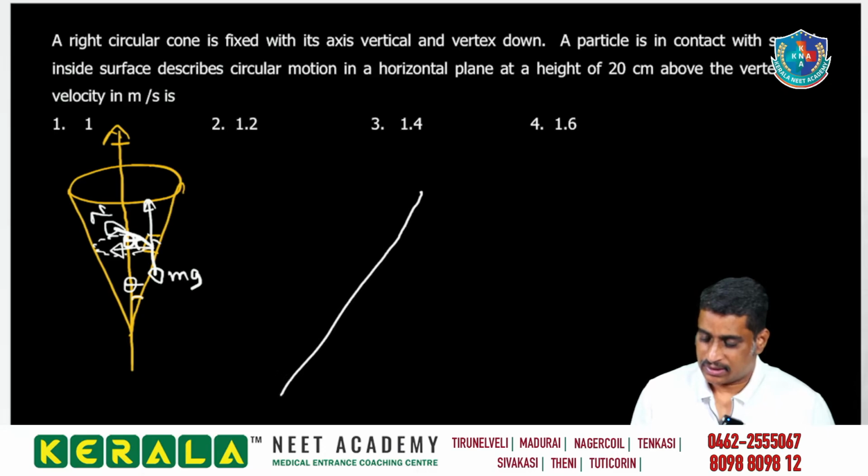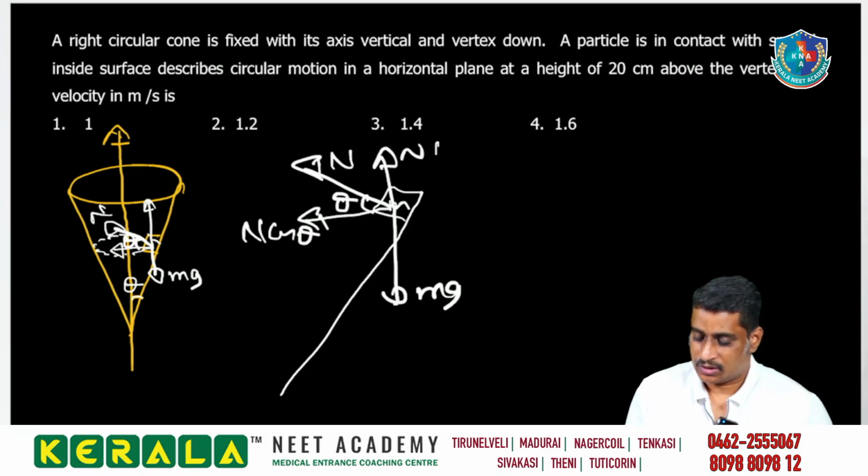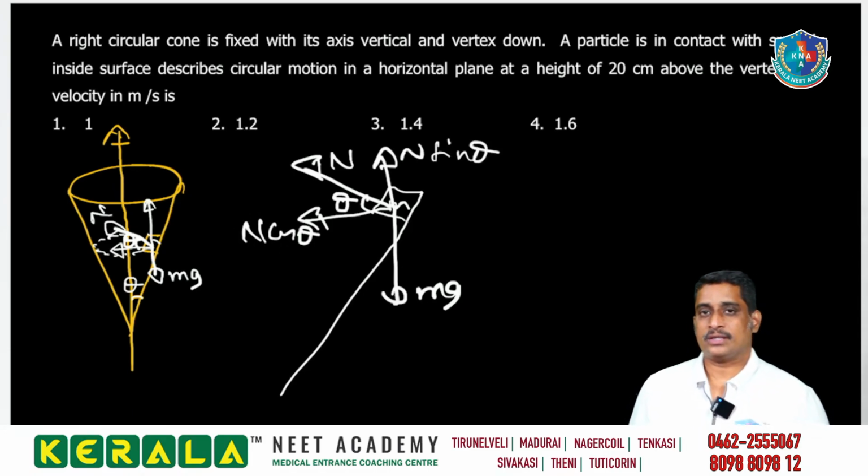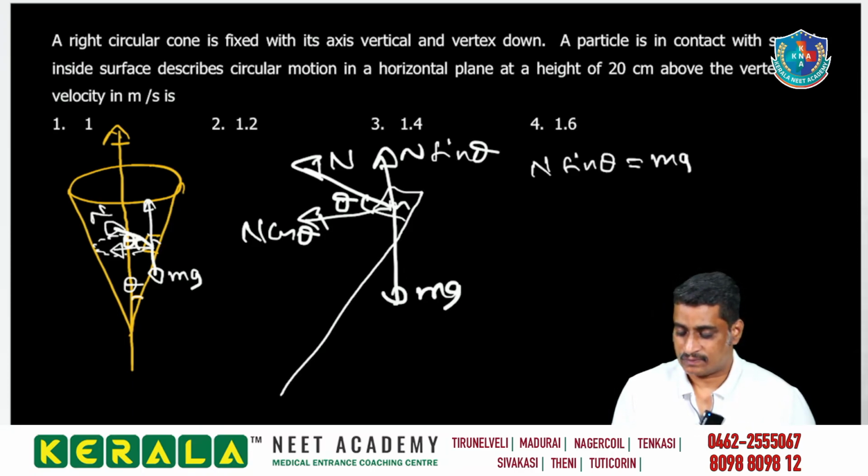I give the magnified view of the diagram. This is the inclined surface. This is the location of the block. You can think one force is mg, another one will be normal force like this. This normal force we are resolving into two components. This will be theta. This is n cos theta. This will be n sin theta.